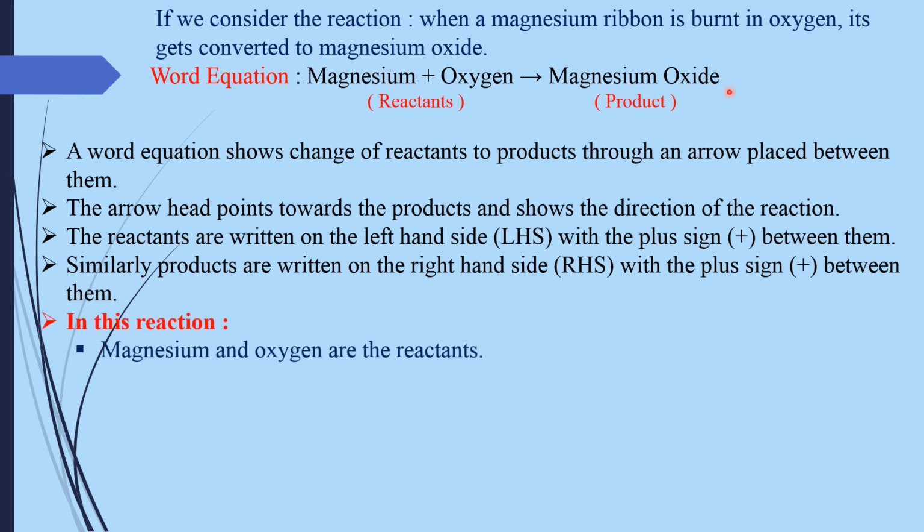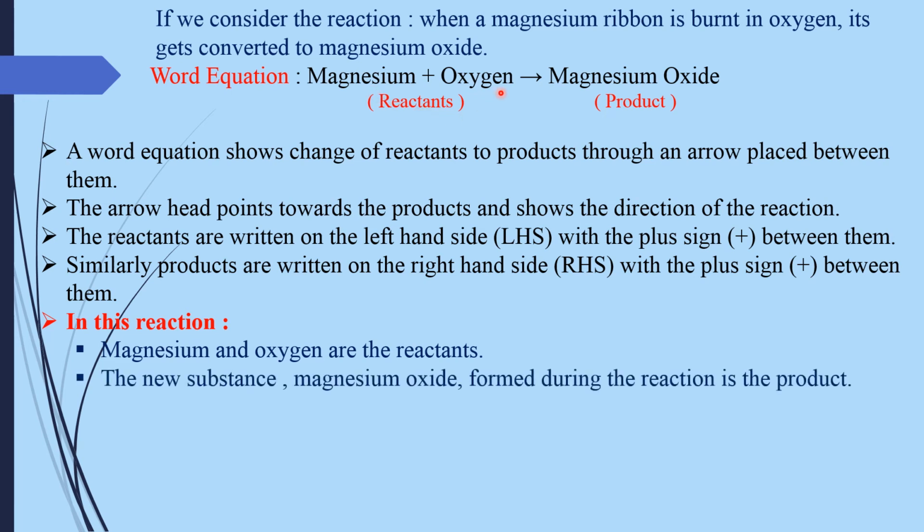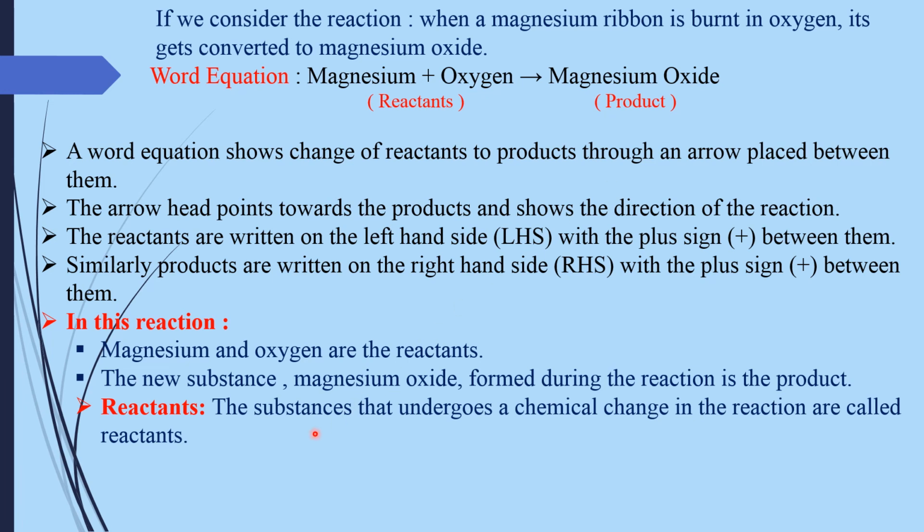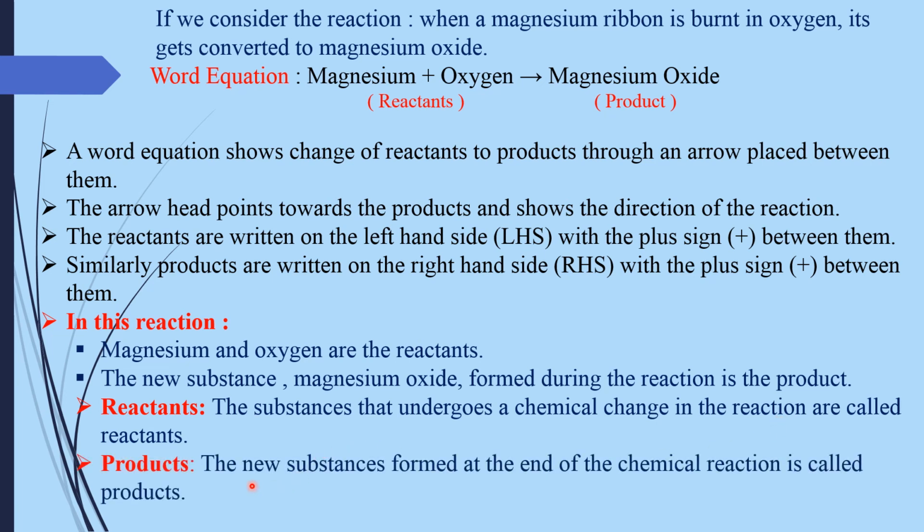In this reaction, magnesium and oxygen are the reactants, and the new substance magnesium oxide formed during the reaction is the product. So, in general, the substances that undergo a chemical change in the reaction are called reactants, and the new substances formed at the end of the chemical reaction are called products.